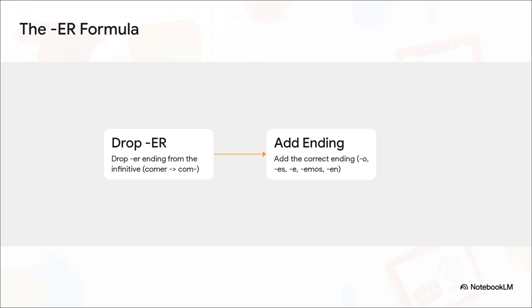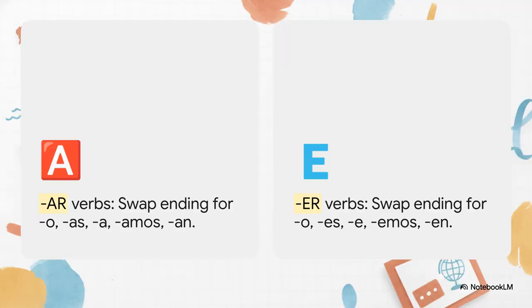Step 2. You just add the correct ending that matches your subject. Those endings are o, s, e, emos, and en. It's literally just a simple drop and add formula. Let's compare this to what you might already know. If you've tackled regular AR verbs before, you know those endings are o, s, a, amos, and an.